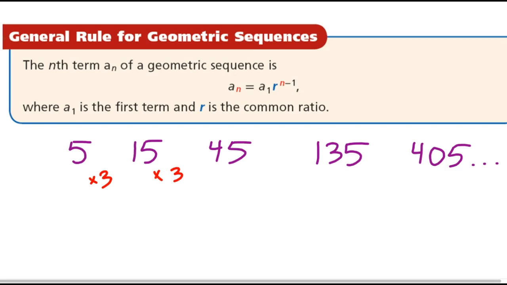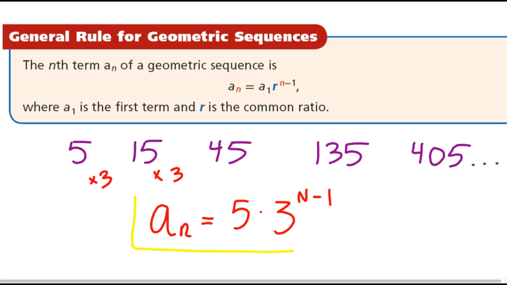Now, if you think about generating a rule for any term, a sub n would be, in this case, what's the starting point? 5, right? 5 is a sub 1, times the common ratio, which is 3, to the n minus 1 power. That right there is your general rule for this particular geometric sequence. You start at 5 and you multiply by 3 however many times, n minus 1, to get that term, because you started at the first one.